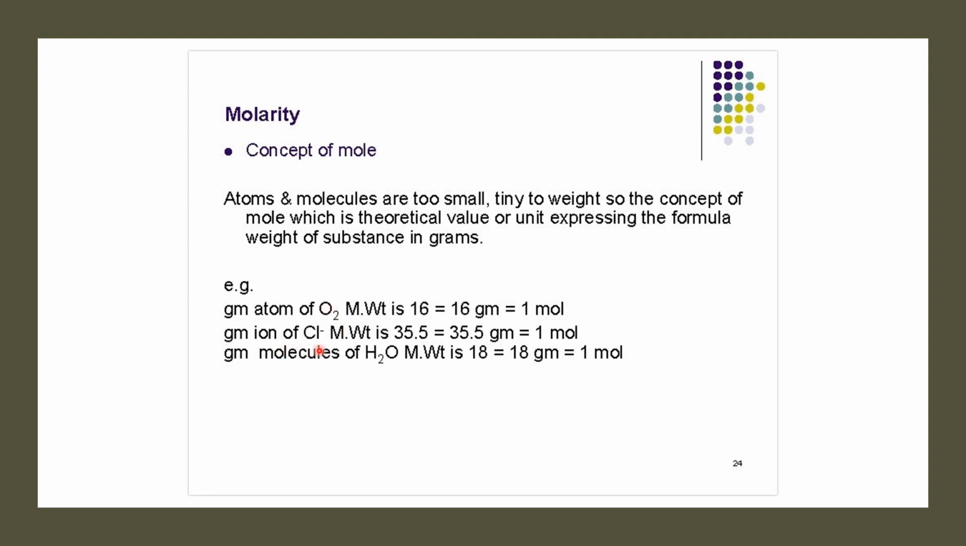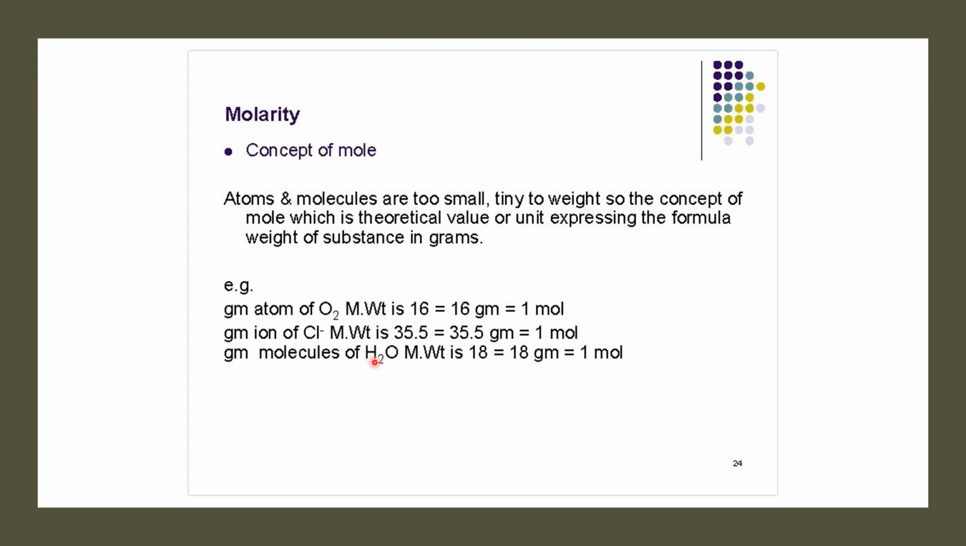A gram ion of our chloride has an atomic weight of 35.5. We get this from the periodic table. So a chloride ion has an atomic weight of 35.5, and in terms of mass, this is equivalent to 35.5 grams, and 1 mole of our chloride ion is equal to 35.5 grams.